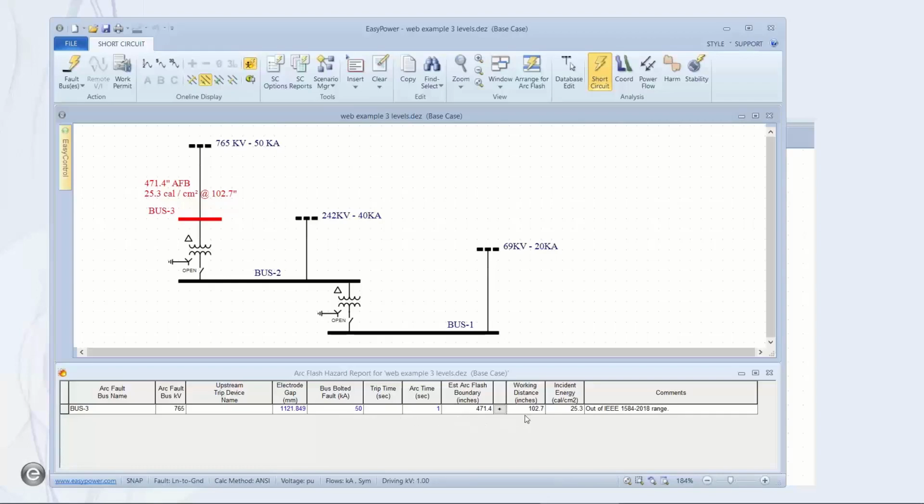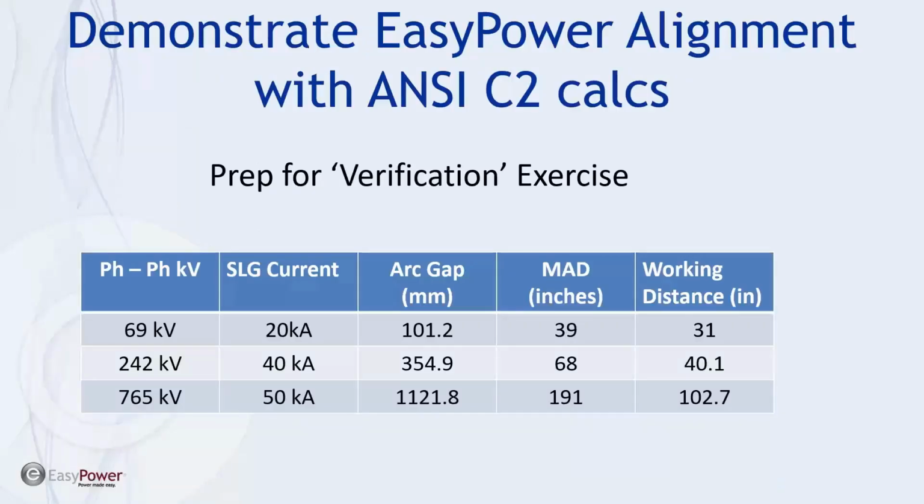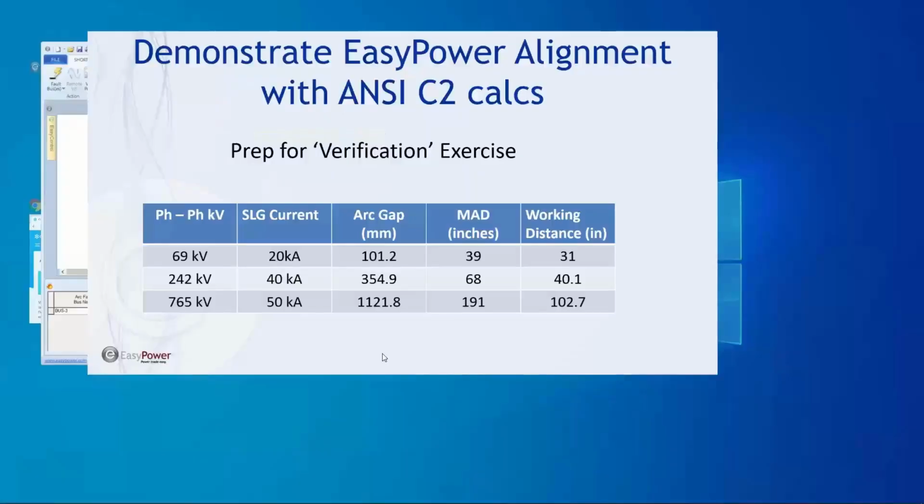And here's my working distance, which should compare to the calculations I made. So let me go back and find those. All right, so what I'm looking for is an air gap on the 69 kV of 101.2 and a working distance of 31 inches and the instant energy. So let's verify that I got this.